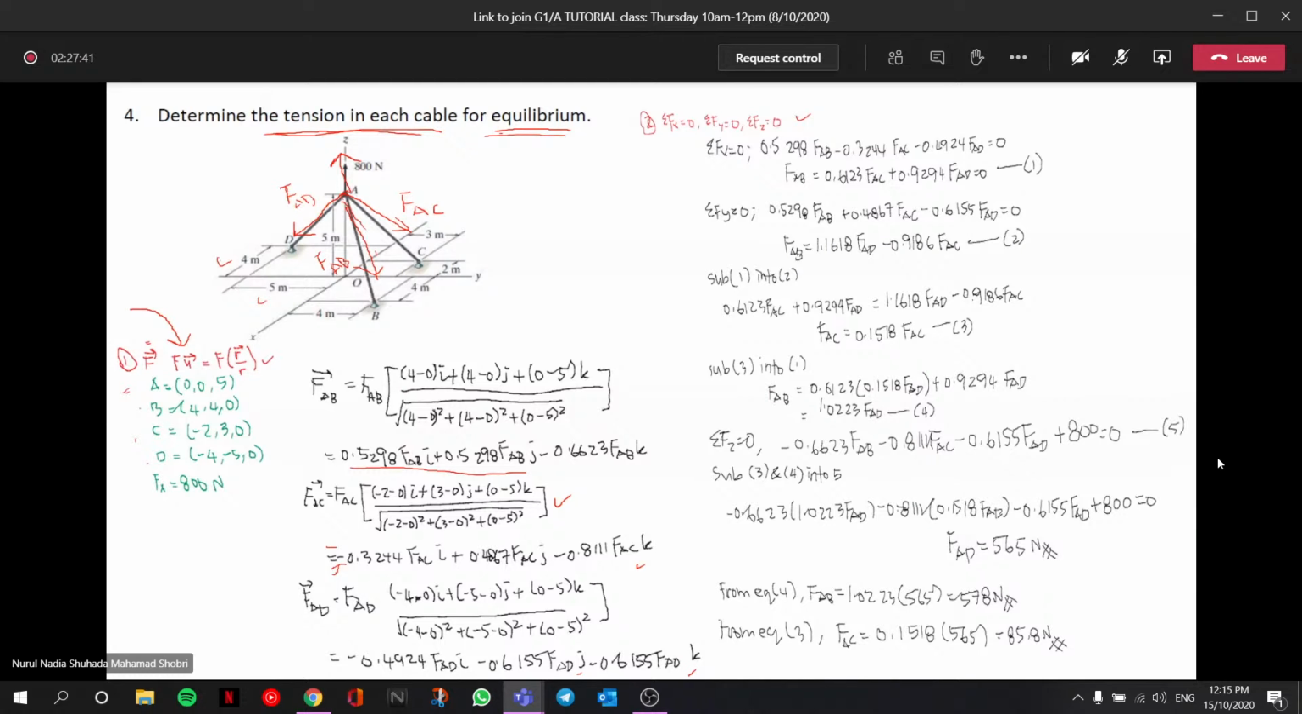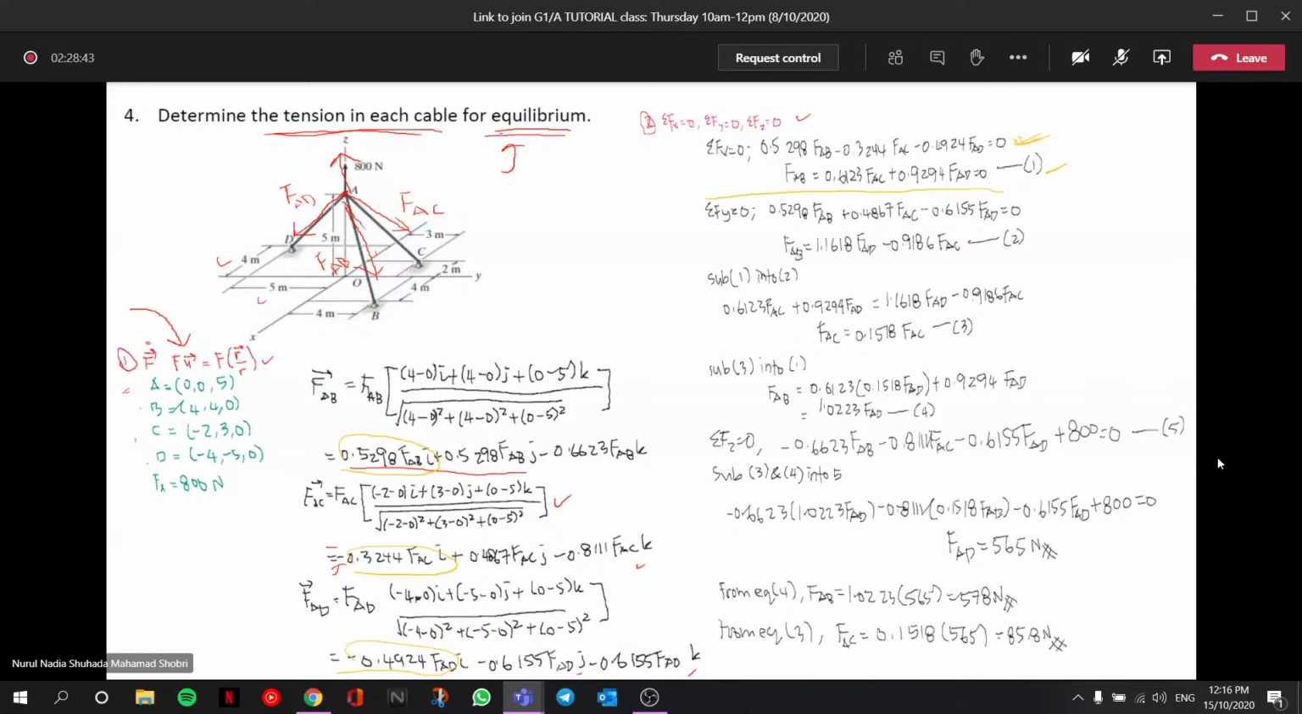So we will take advantage of this keyword, equilibrium. The sum of all forces should be equal to 0. First we solve the sum of Fx equal to 0. For this equation, you take the values from the i vector of FAB, of FAC, and of FAD. Then you simplify so that only one unknown is the head of the equation. You get FAB equal to 0.61 FAC plus 0.9 FAD. This is equation 1.